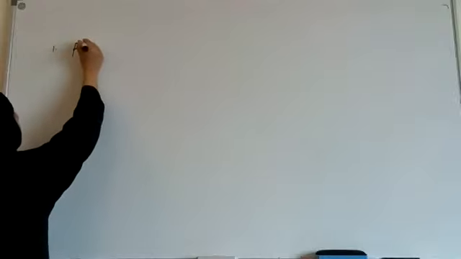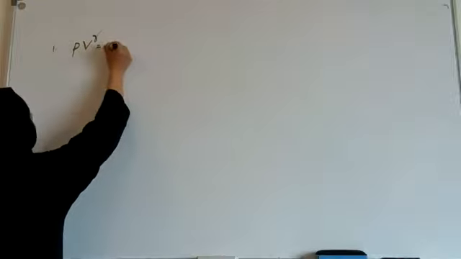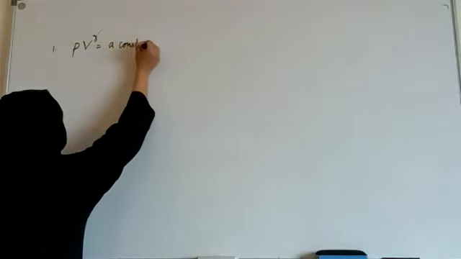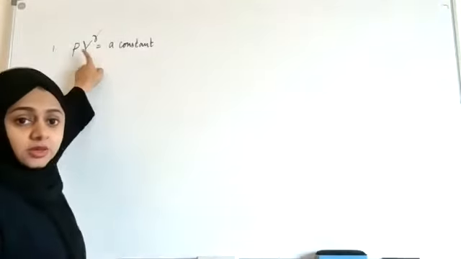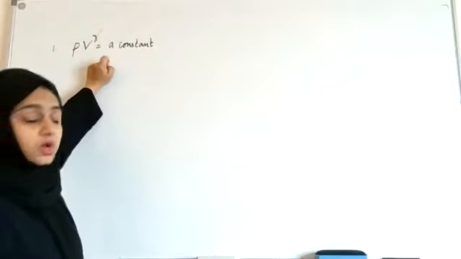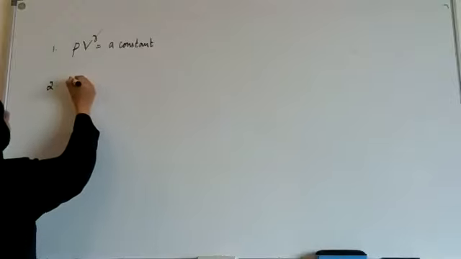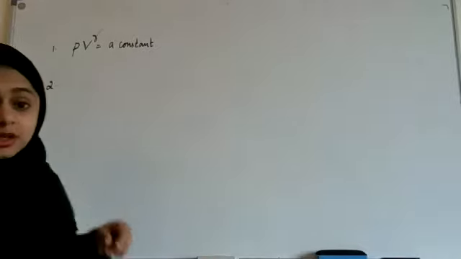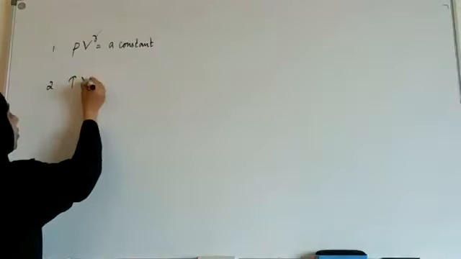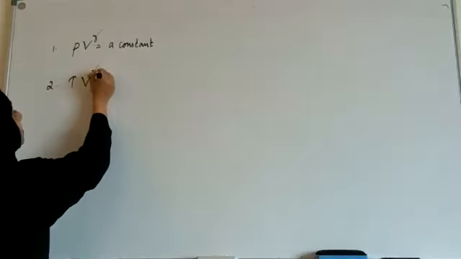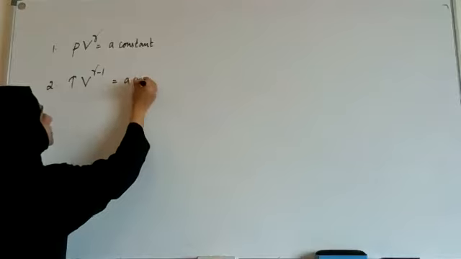So first relation, which is between pressure and volume: PV raised to gamma is equal to a constant. So this is a relation between pressure and volume in an adiabatic process. And a second relation is between the other quantities, temperature and volume: TV raised to gamma minus 1 is a constant.